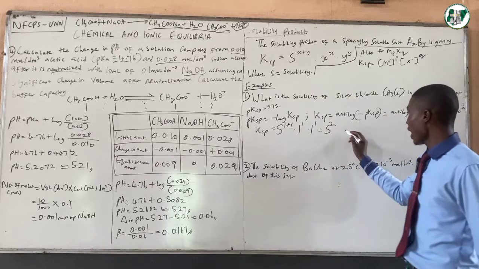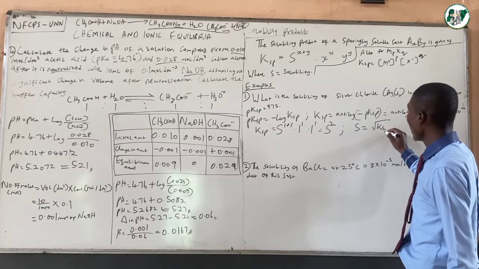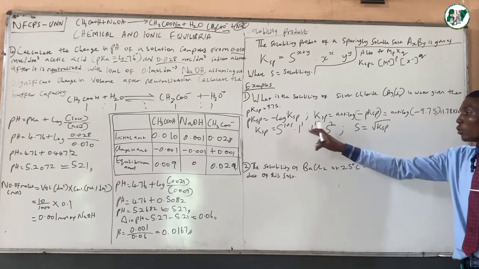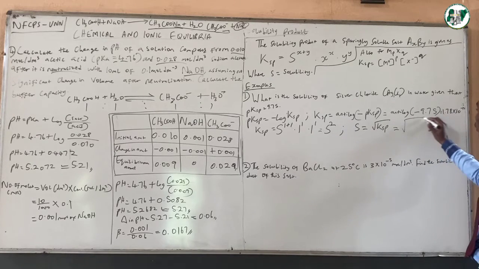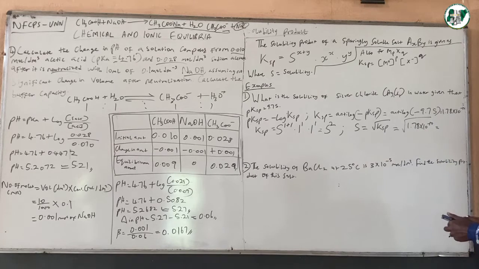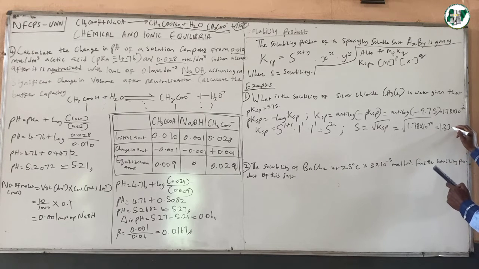So what is now going to be our S? Our S is now equal to the square root of KSP, because we are going to be doing square root of both sides. And we already got our KSP is 1.78 times 10 raised to the power of minus 10. So our square root now is the square root of 1.78 times 10 raised to the power of minus 10. If you press that in your calculator, ensure you put the 1.78 times 10 raised to the power of minus 10 in a bracket. You are going to have 1.334 times 10 raised to the power of minus 5.